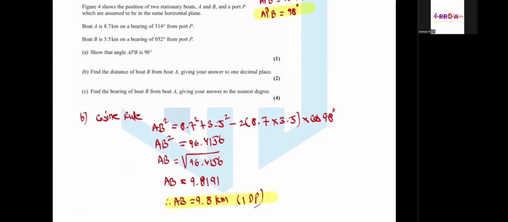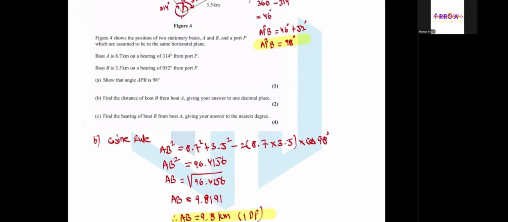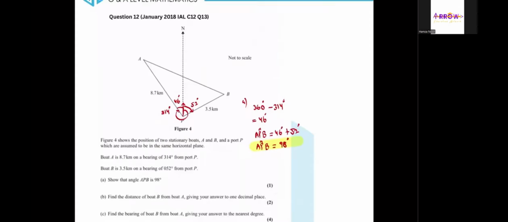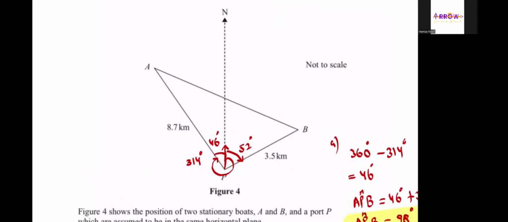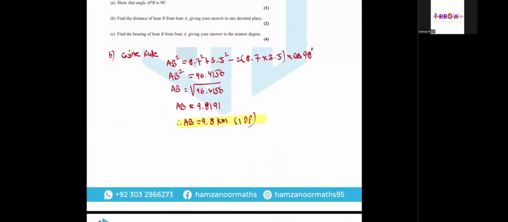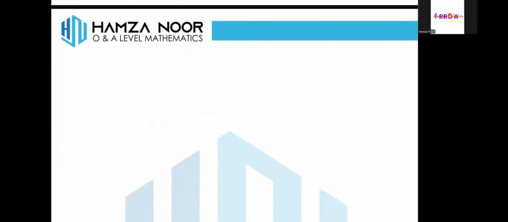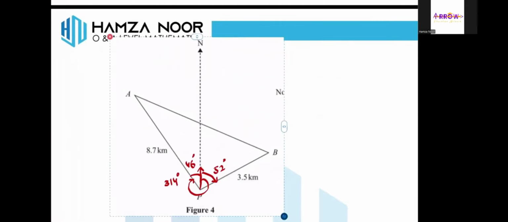All right, then we have part C, which says find the bearing of boat B from boat A, giving your answer to the nearest degree. Okay, so what we are going to do is use a sketch. So I'm going to take a screenshot of this sketch and bring the picture down so that we can mark the things over here. So I'll bring the picture on the next page.